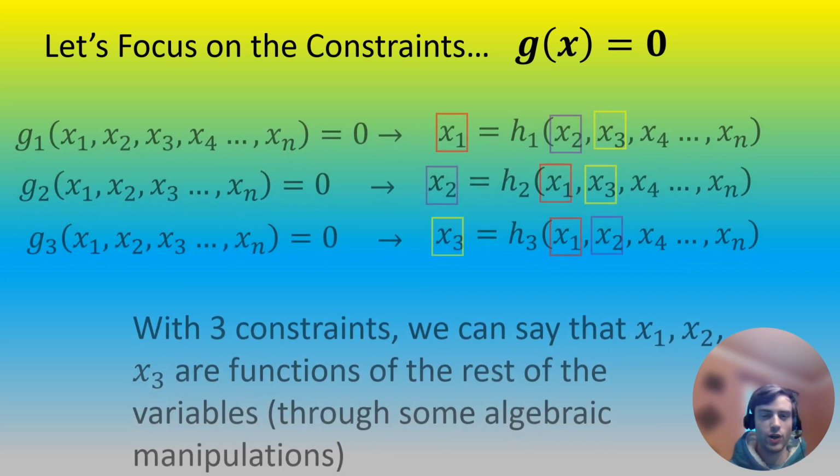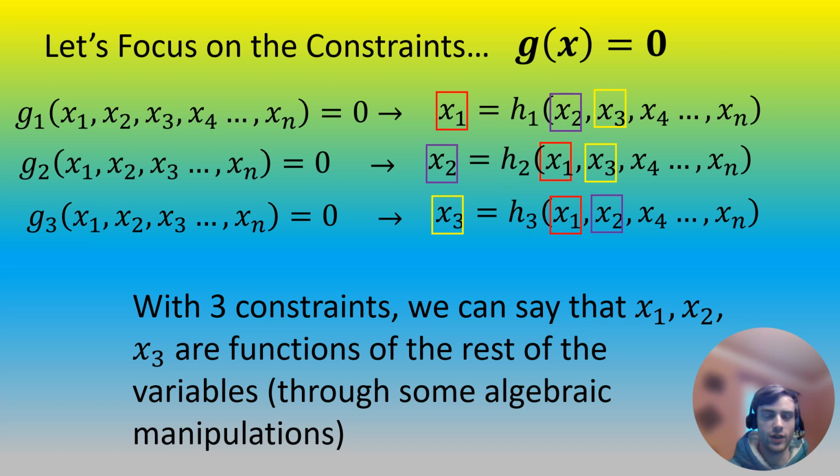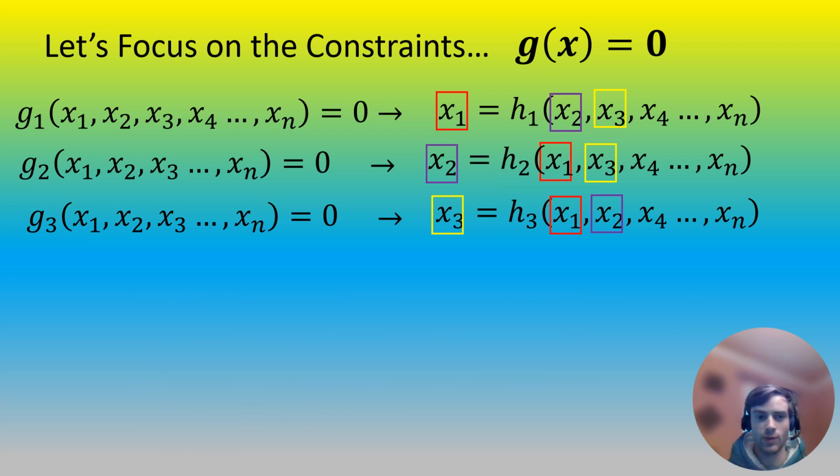So if we have g1, g2, and g3 as functions of x1, x2, x3, all the way to xn is equal to 0, then basically we could do this for any variable, but let's choose x1. For g1 as a function of the x vector is equal to 0, we can pull out x1, and say that it's a function of the rest of the variables that are not x1, like x2, x3, x4, all the way to xn. And let's say that we do this with g2 also. We pull out x2 this time, and we're saying that x2 is a function of the rest of the variables, and we do this with x3 also and g3, and so on.